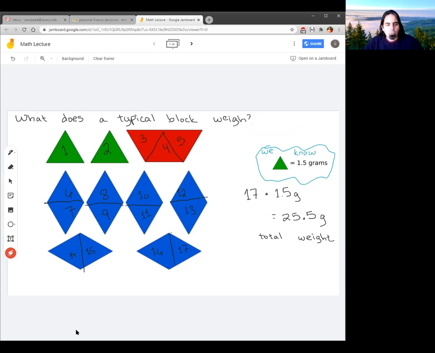So one line of argument that's perfectly valid is to say the most common block in this collection is the blue. We have a lot more blues than we do greens or reds. So blues will be typical. And if we just say that blue is typical, then a typical one weighs 3, twice 1.5.